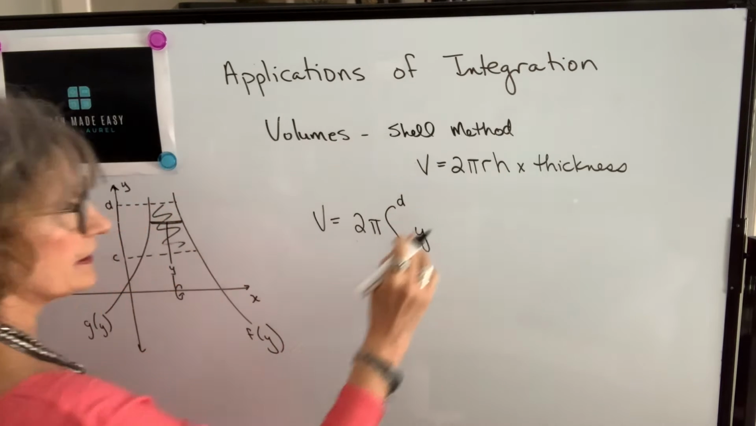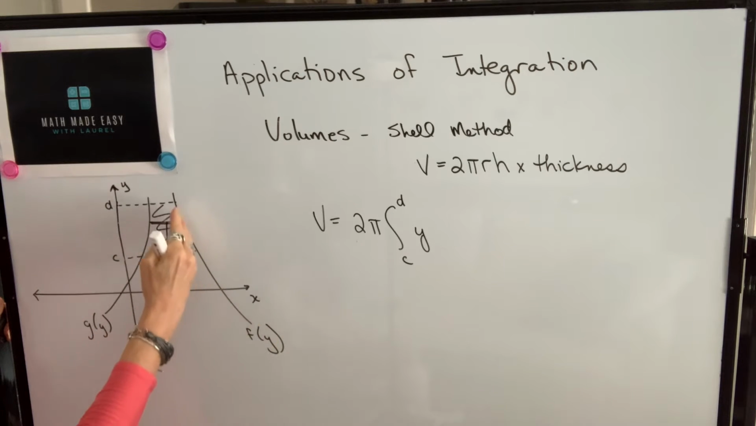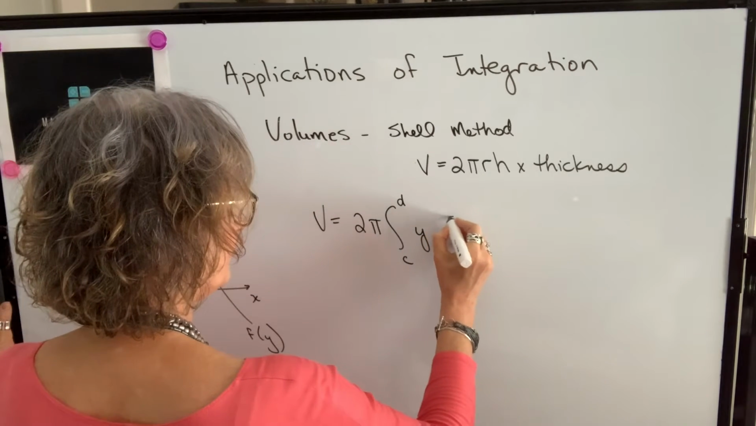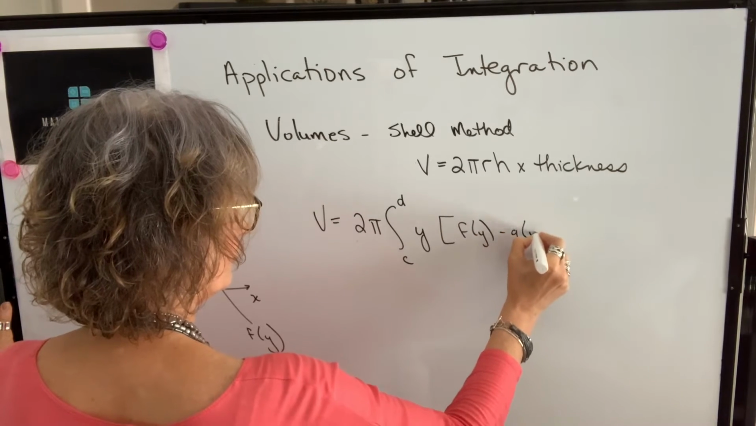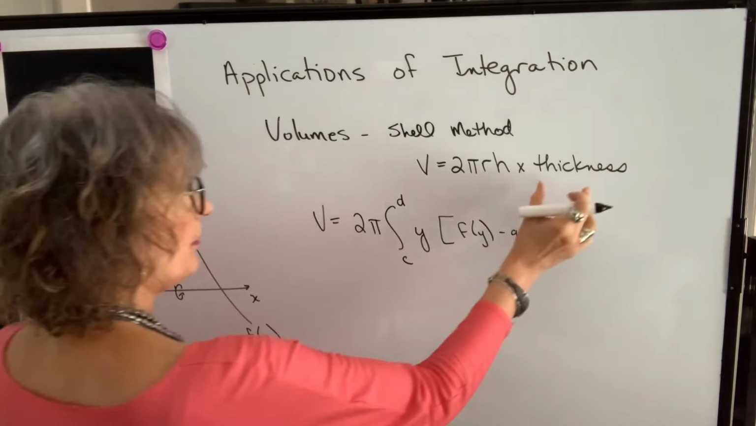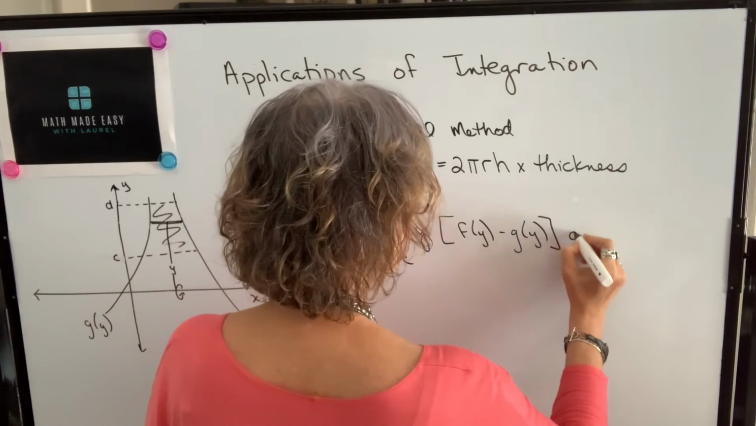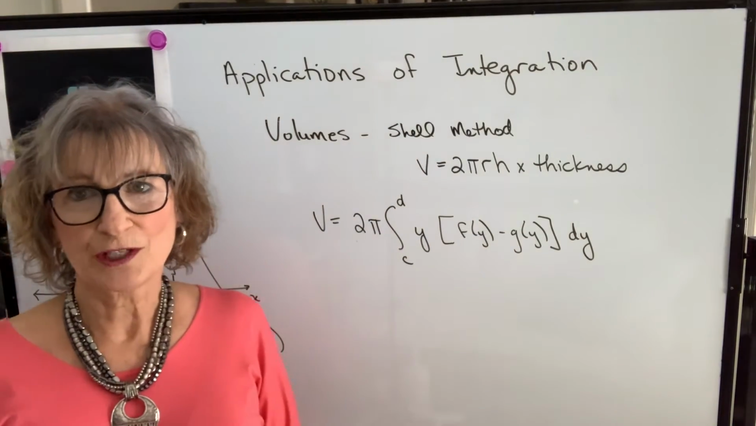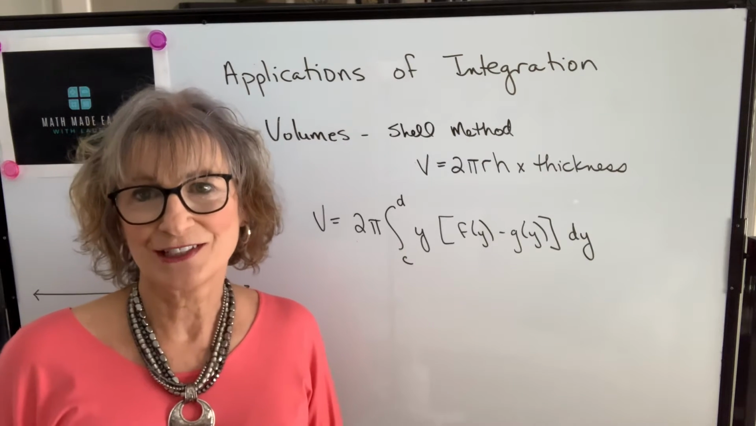Then we're going to represent the height in terms of our function. So the height of this rectangle, or the length of this rectangle, will be f of y, which is the right curve, minus g of y, which is the left curve. And then we multiply by the thickness of that shell, and that thickness of that shell will be dy. So very similar to what we did in the previous video, but now we're working with horizontal rectangles, which means we're doing everything in terms of y. Let's take a look at an example.